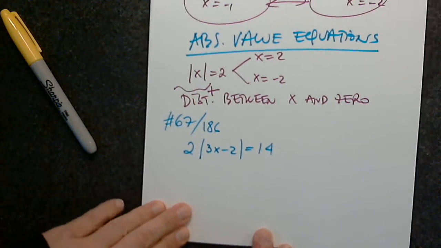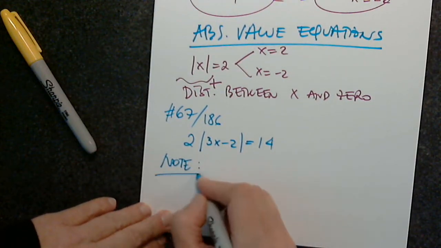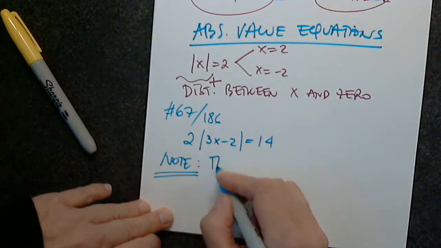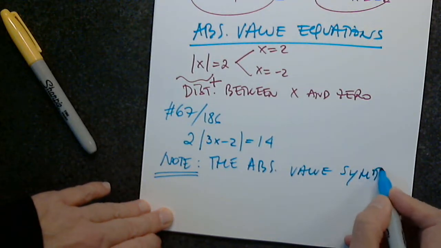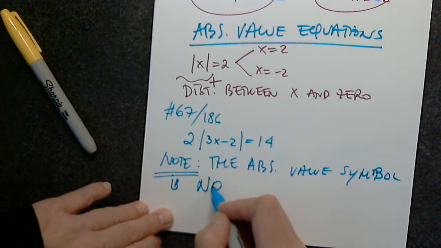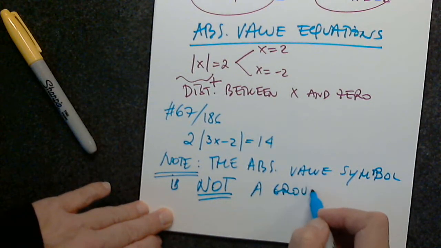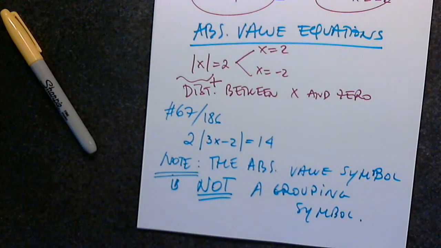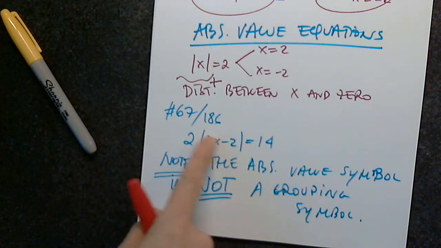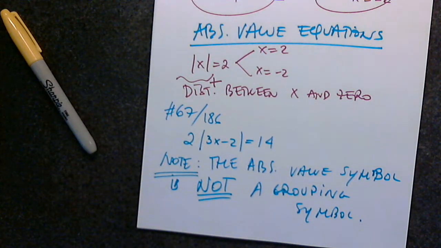I would like to write together with you a note. The absolute value symbol is not a grouping symbol. What does that mean? You cannot distribute, you cannot take things out. Does that mean that 2 is only affecting the 3x? It doesn't affect anything. It's multiplied outside, has nothing to do with the absolute value.